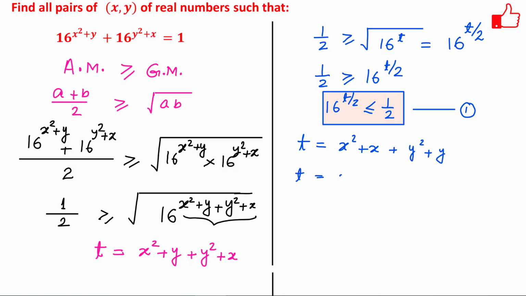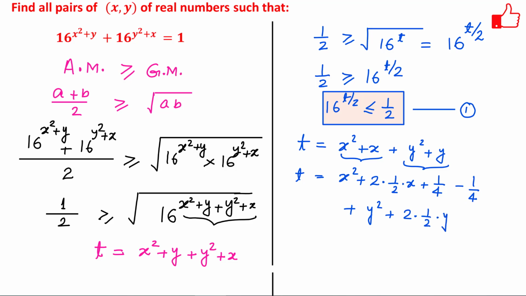So t can also be written as x square plus 2 times 1 by 2 times x, and this plus, so what I am doing is I am adding 1 by 4 and I am subtracting 1 by 4. Similarly, I will do for the next expression, that is for y square. So this is y square plus 2 times 1 by 2 times y, and let us add 1 by 4 and subtract 1 by 4. So now see, this term x square plus 2 times 1 by 2 times x plus 1 by 4 is nothing but x plus 1 by 2 whole square.